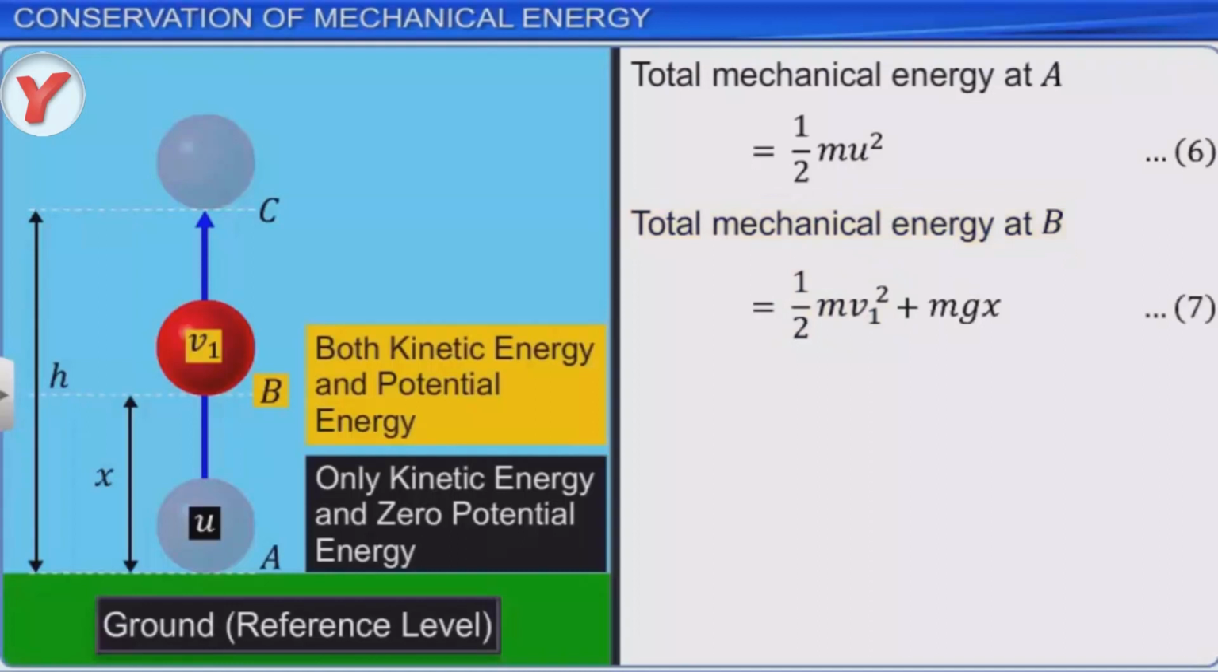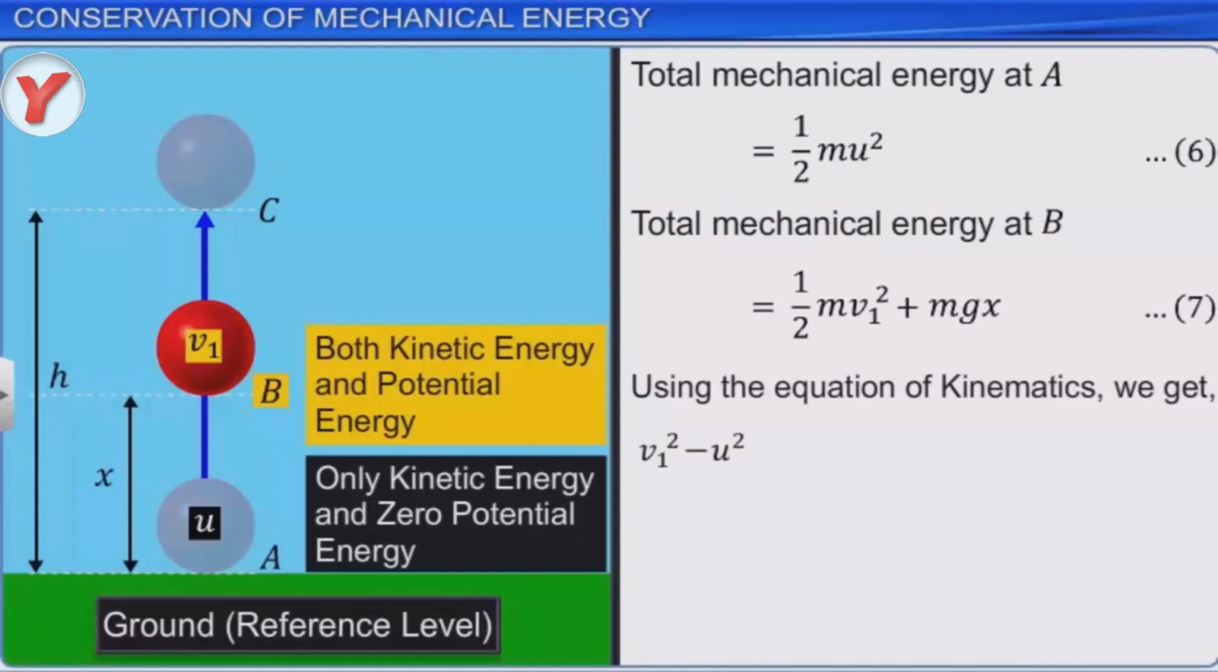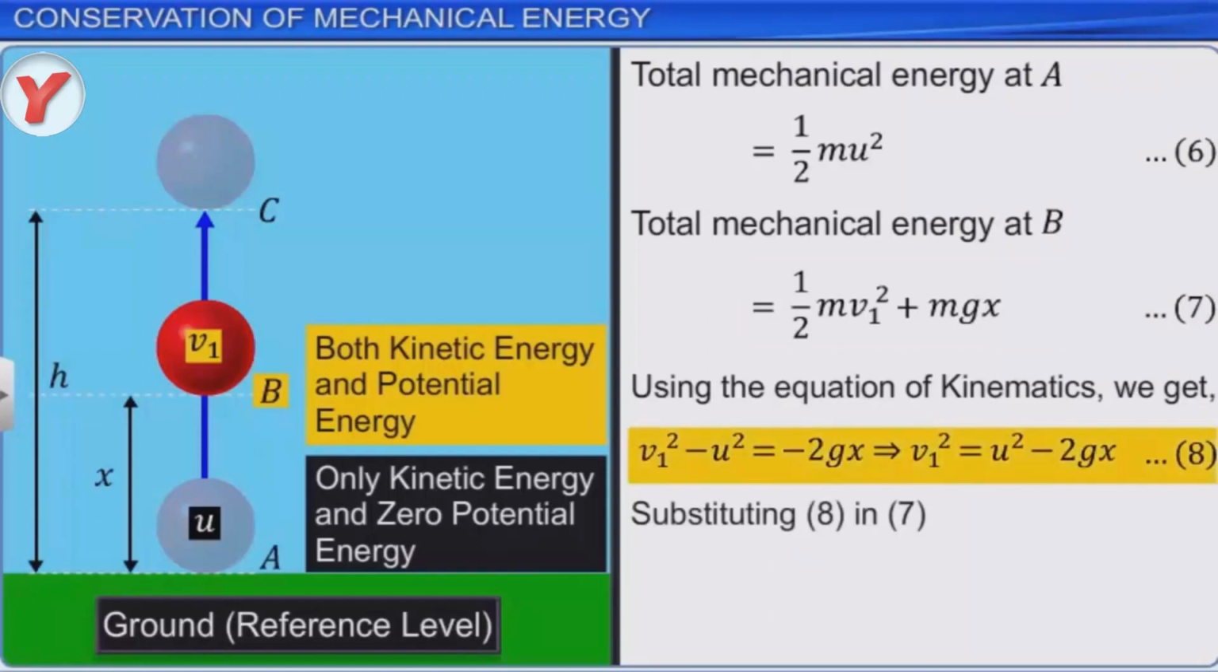Total mechanical energy at B is denoted by equation 7. Using the equations of kinematics, we get v1 square minus u square is equal to minus 2gx. Simplifying, we get the expression for v1 as v1 square is equal to u square minus 2gx. Let this be equation 8. Now substitute equation 8 in equation 7.